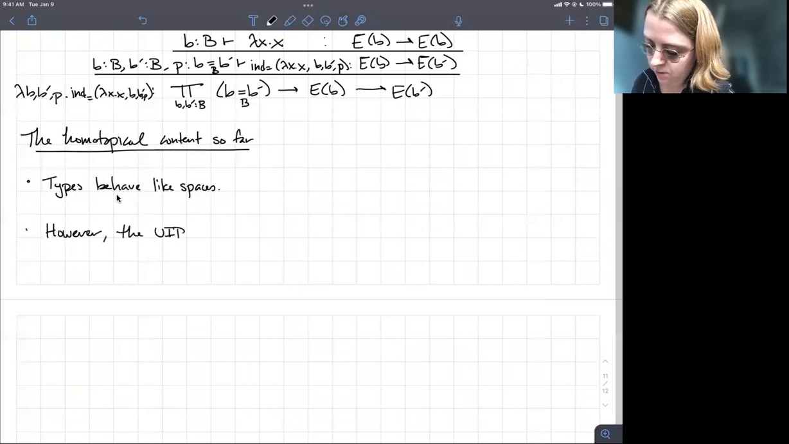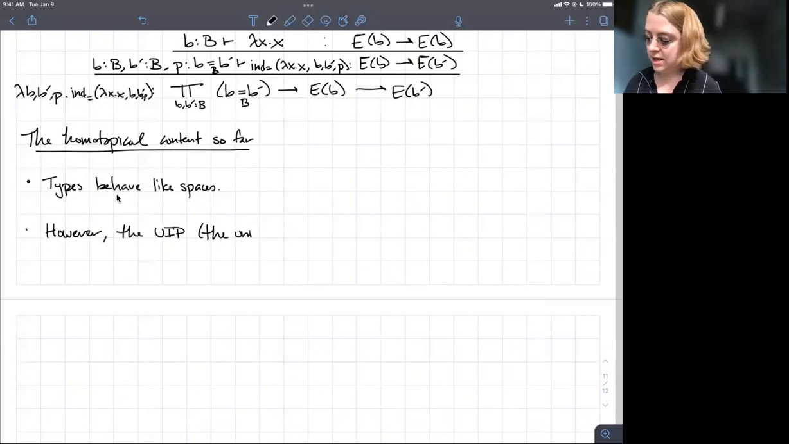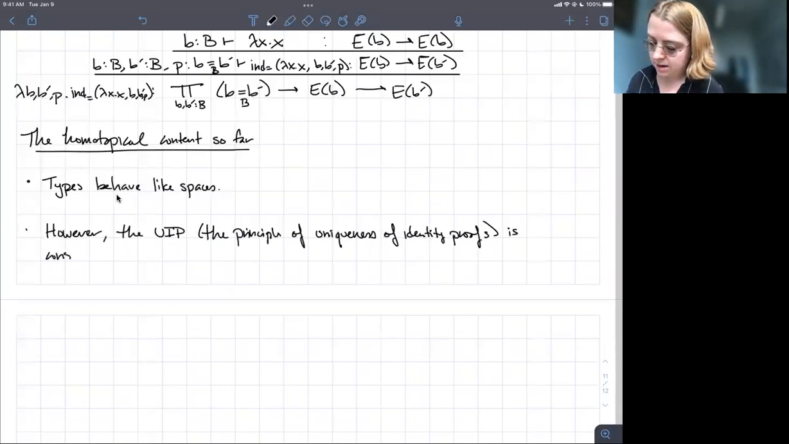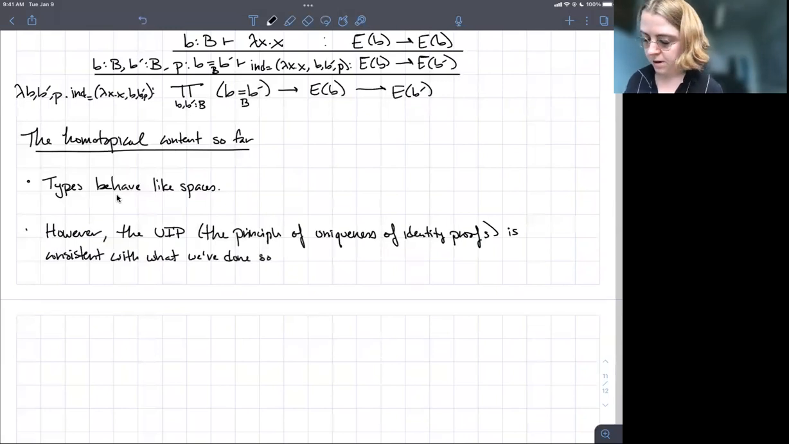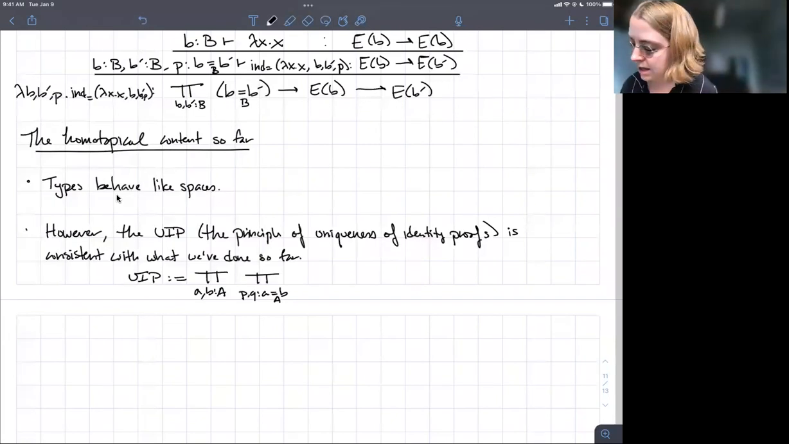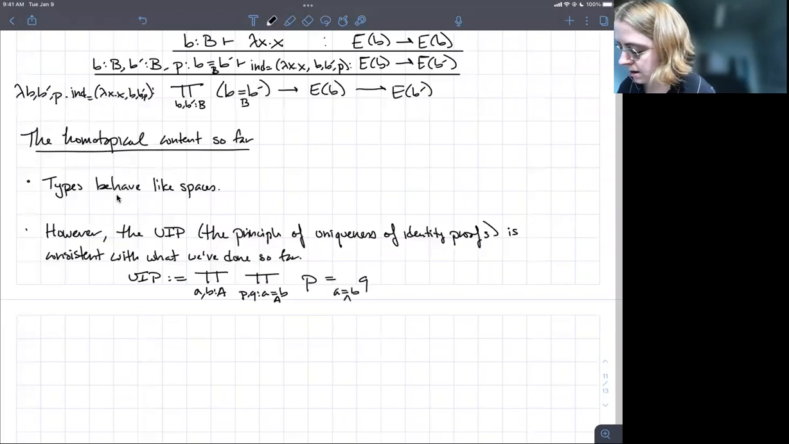Okay, however, the UIP, which I'm about to tell you what it is, let me call it the principle of uniqueness of identity proofs, is consistent with what we've done so far, all the structure that we've introduced so far. Okay, so what is this? UIP is a statement that for all types A, for all two terms A and B in A, for all two equalities or paths, P and Q between A and B, that P and Q are themselves equal.